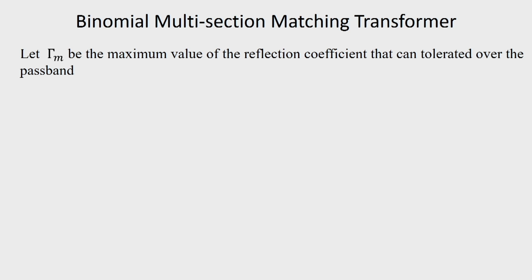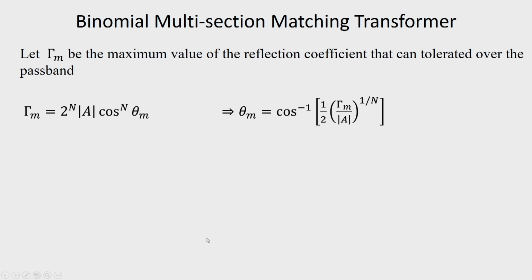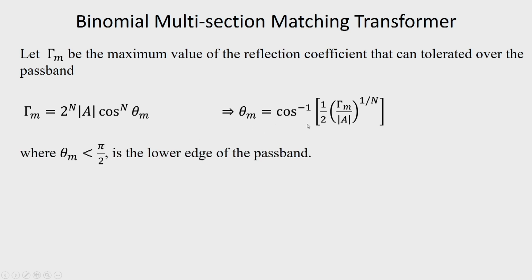Let gamma m be the maximum value of the reflection coefficient that we can tolerate over the pass band. Then we can write gamma m is equal to 2 to the power N times modulus of A times cos raised to the power N theta m, and from there we can find out theta m corresponding to that value of gamma m, and we know that the reflection coefficient will increase on either side of the design frequency, for which we have theta equal to pi by 2.